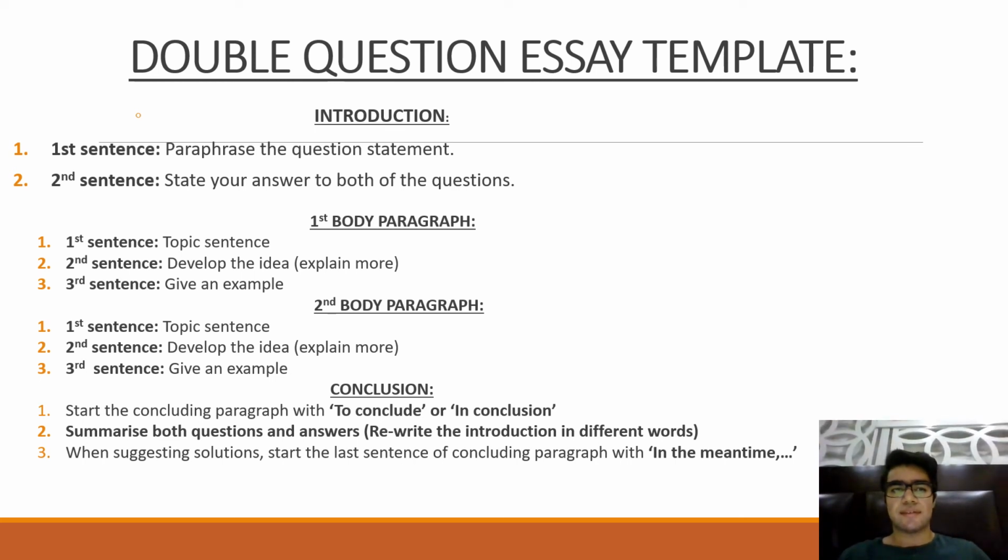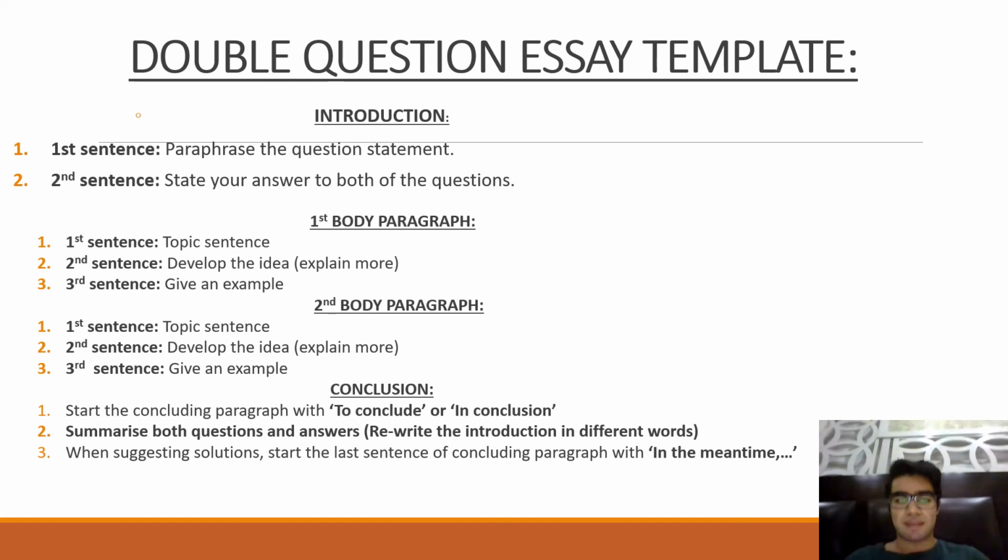In the second sentence, state your answer to both of the questions. If there are two questions, then you need to answer them, and then your introduction will be over, and you move on to the first body paragraph. In the first sentence of the first body paragraph, you write the topic sentence. In the second sentence, you develop that idea, which means you explain more and give more information about it in order to show your understanding to the examiner. So you explain the point, then you give an example, and then you say therefore XYZ.